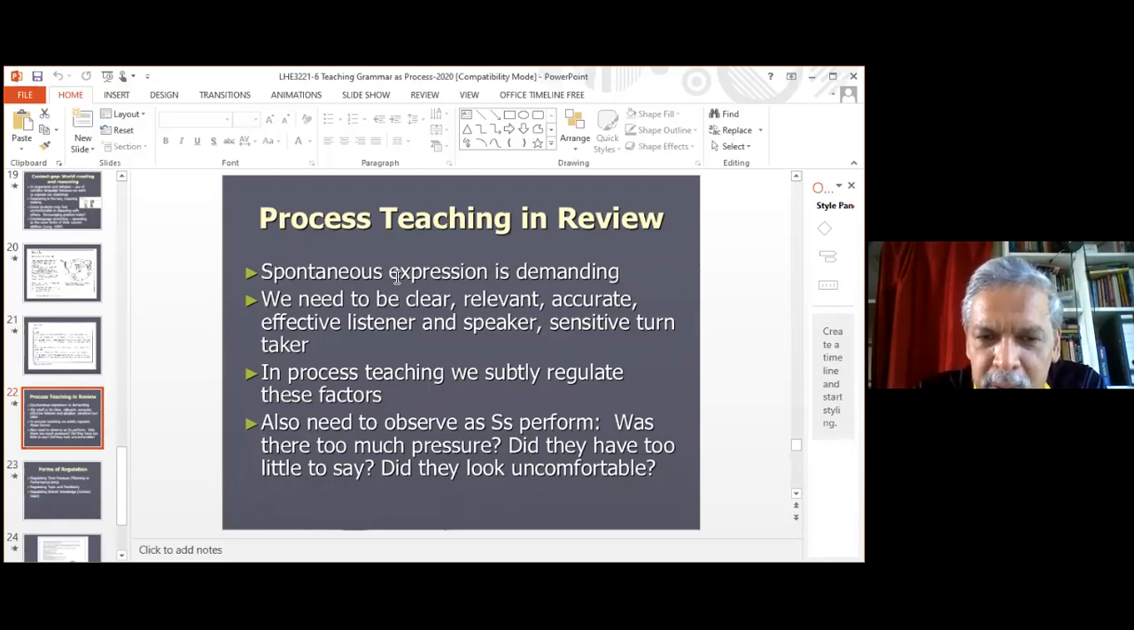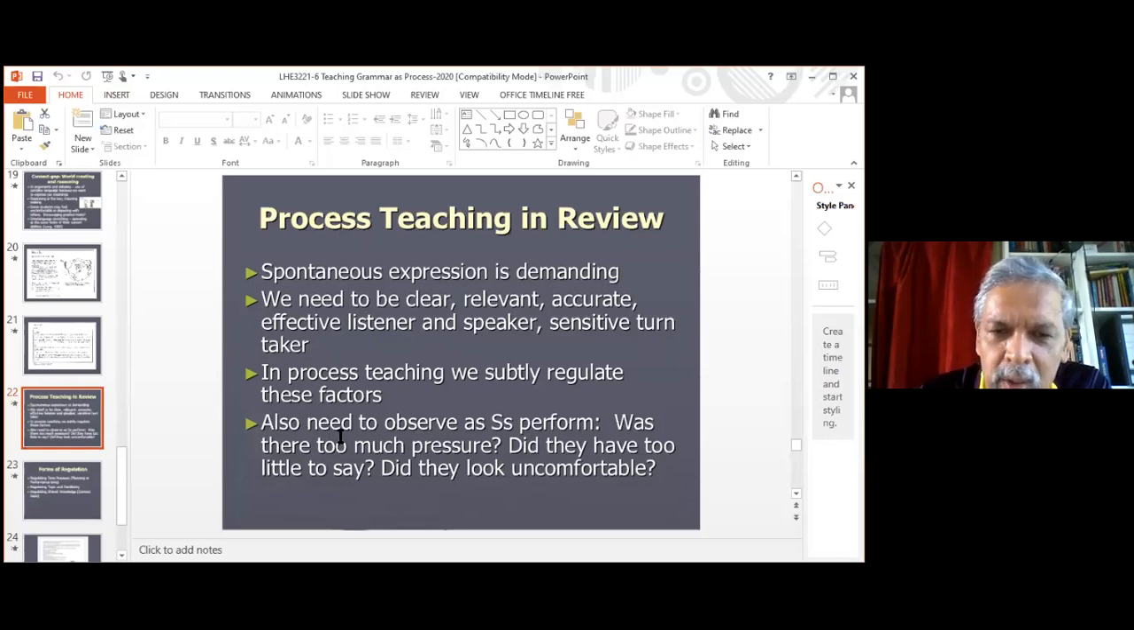So in process teaching, what we do is we subtly, that means it's not so obvious, but that's what we do. We regulate some of these factors, some of these factors that will be important in language use, and also that you will find in normal conversation.